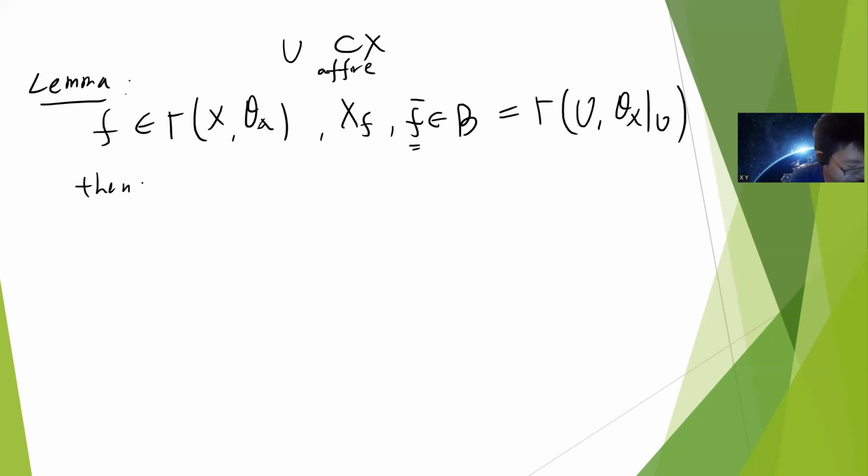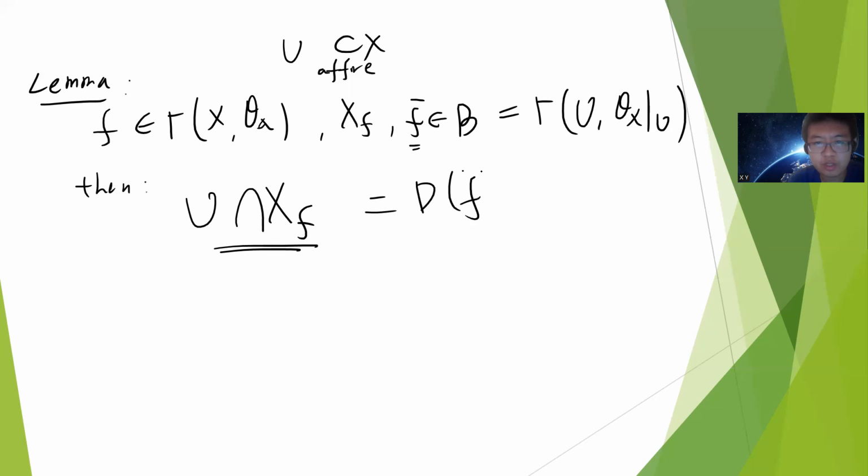Then U intersection X_f, right? So now this is an affine subset, as we proved previously, and will be D of f bar. Okay. So this theorem is very simple. But let me tell you a very important thing.